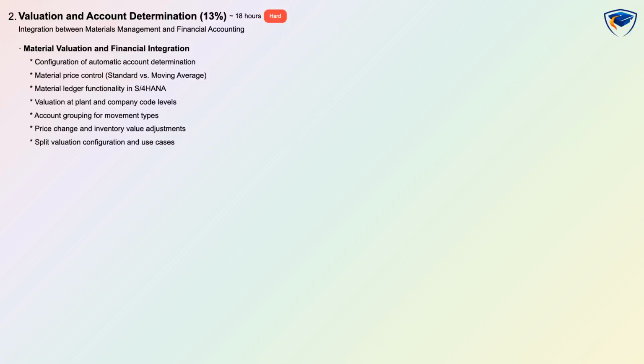Valuation and Account Determination also carries 13% and covers integration between materials management and financial accounting. This is a hard domain with about 18 hours of learning time and requires both hands-on and conceptual understanding.